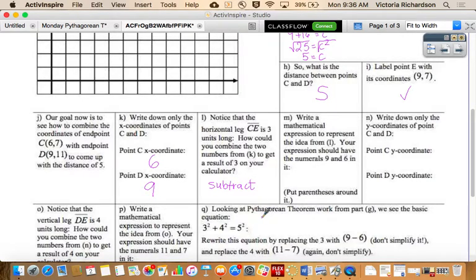Okay? So then it says, write a mathematical expression to represent the idea from L. It says your expression should have the numerals 9 and 6 in it, and it says put parentheses around it. Okay? So I'm going to put 9 minus 6 and put that in parentheses.